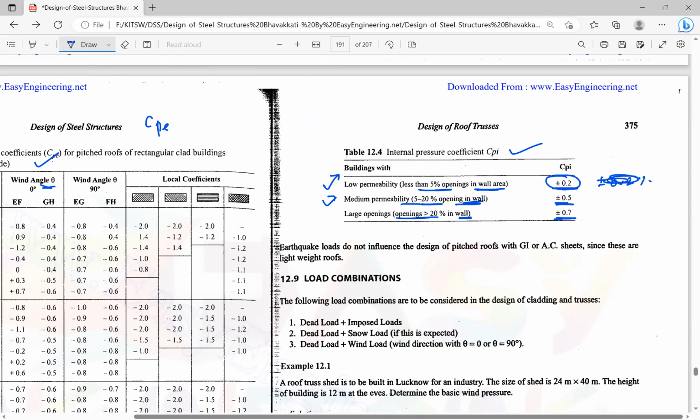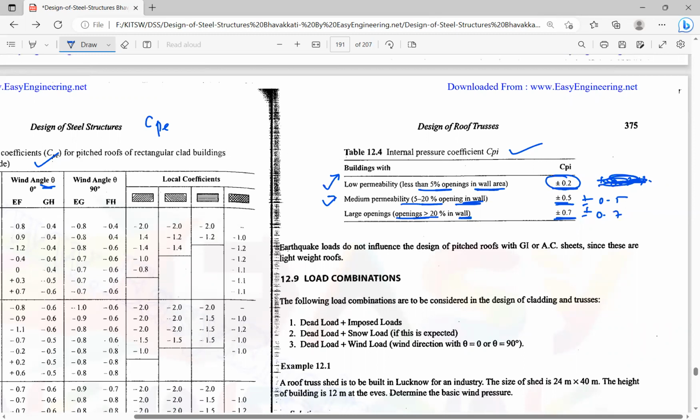Plus or minus 0.2. For medium permeability, 5 to 10% of wall opening, the coefficient is plus or minus 0.5. For large opening, it considers greater than 20% of wall opening. So CPI is 0 plus or minus 0.7. So these are the loads.